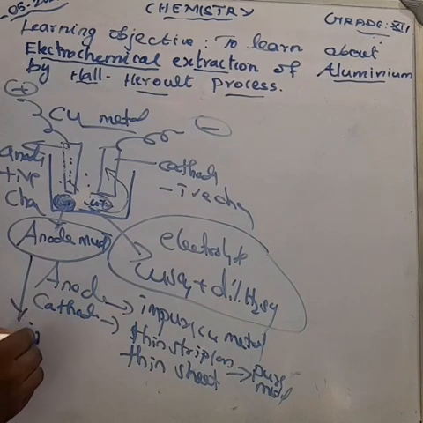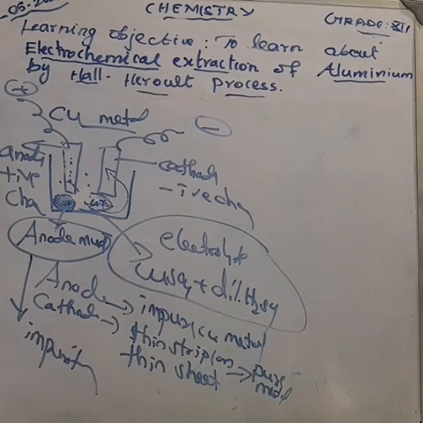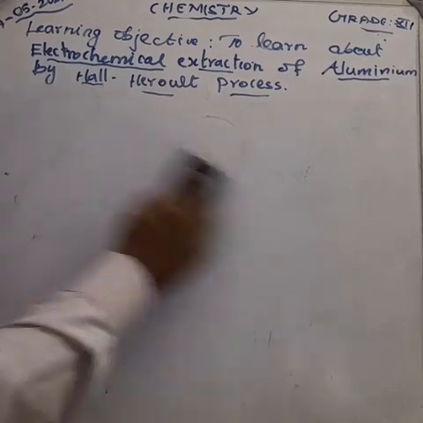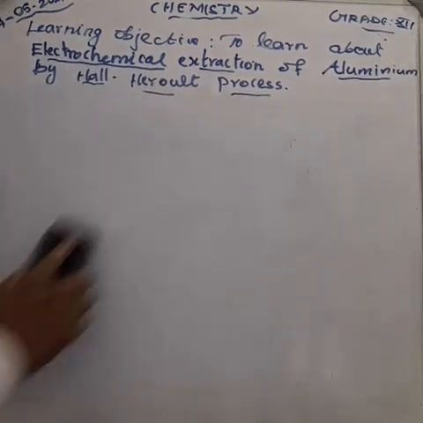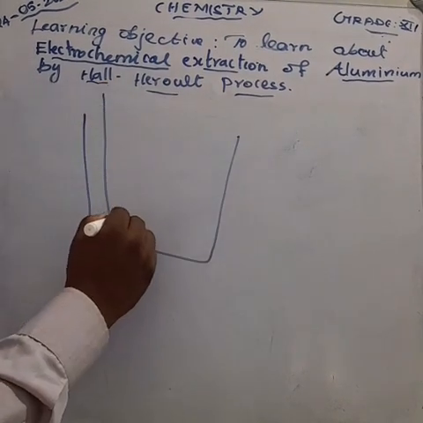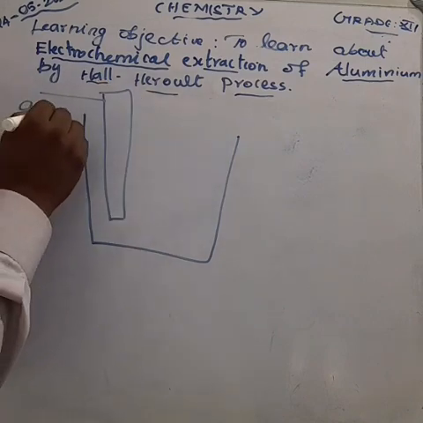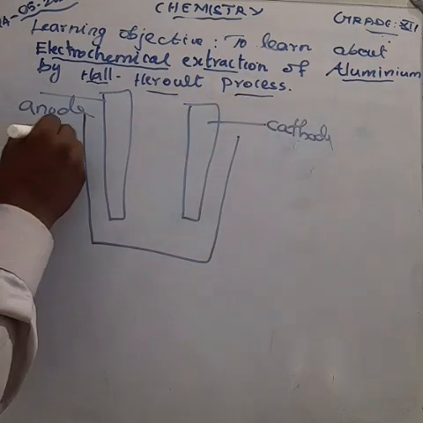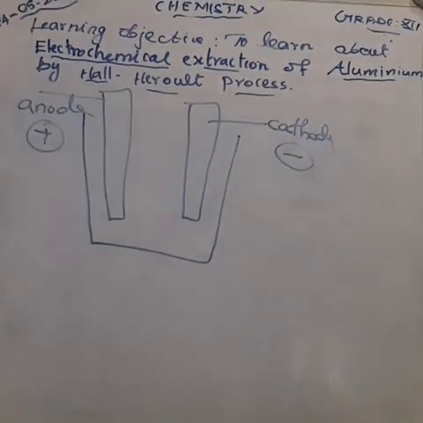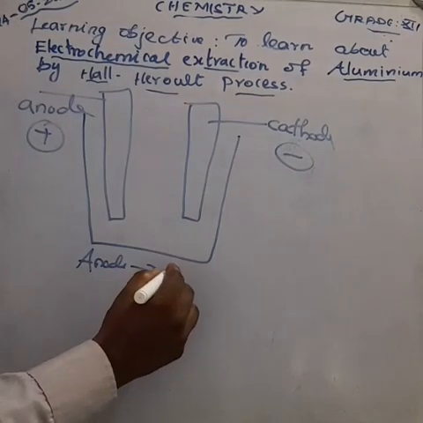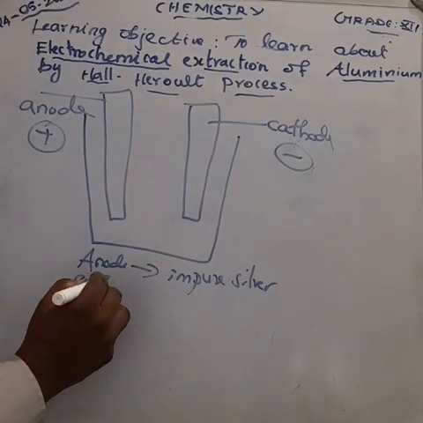Then that can be one example. I am giving one more example, about silver. What is the symbol of silver? Ag. Here also I am taking a vessel with two rods, one the anode and the other the cathode. The anode is positive charge and the cathode is negative charge. Don't forget that. At the anode we take an impure silver rod, and at the cathode we take pure silver.